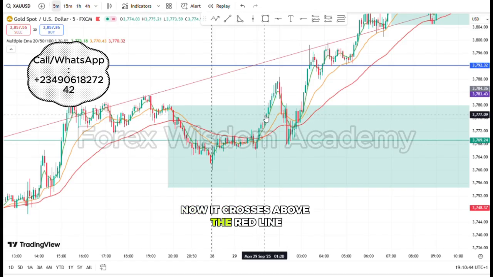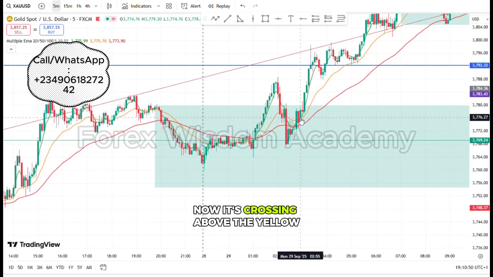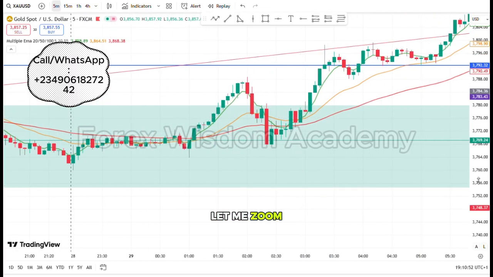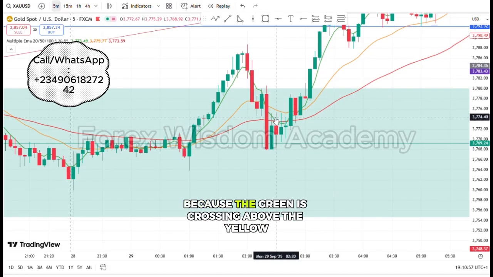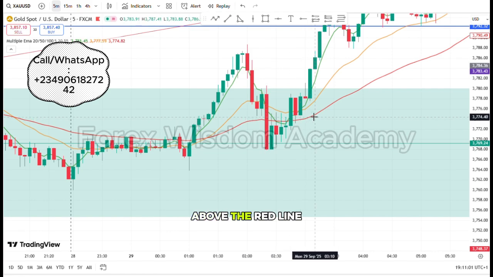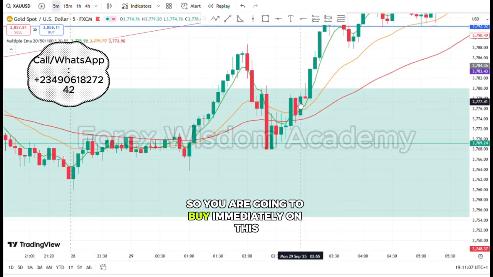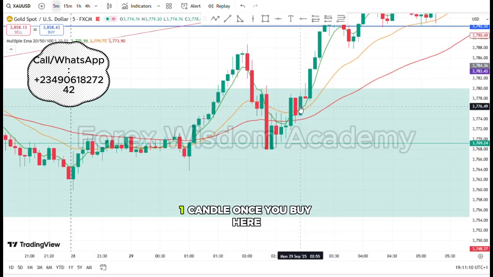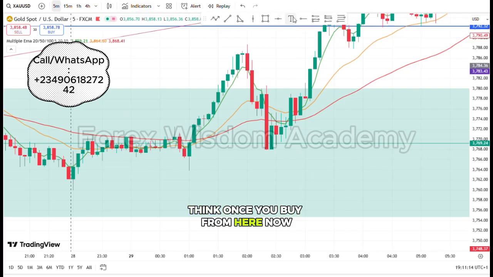Now it crosses above the red line, and then it came here, and then it came here, and then you can see now it's crossing above the yellow. Can you see? Let me zoom. It is crossing above the yellow. Now this meets your requirement for buy, because the green is crossing above the yellow when it is above the red line. This event is taking place above the red line, so you are going to buy immediately on this candle.